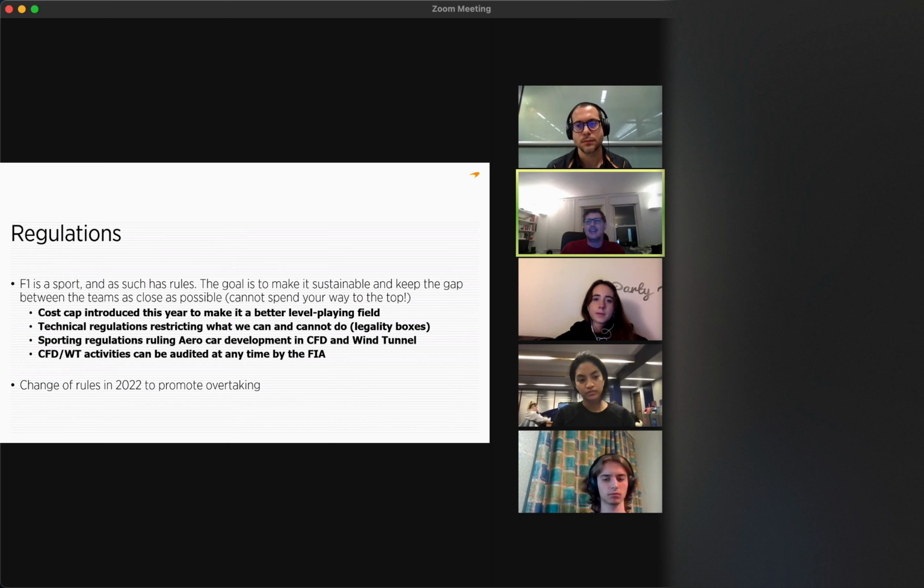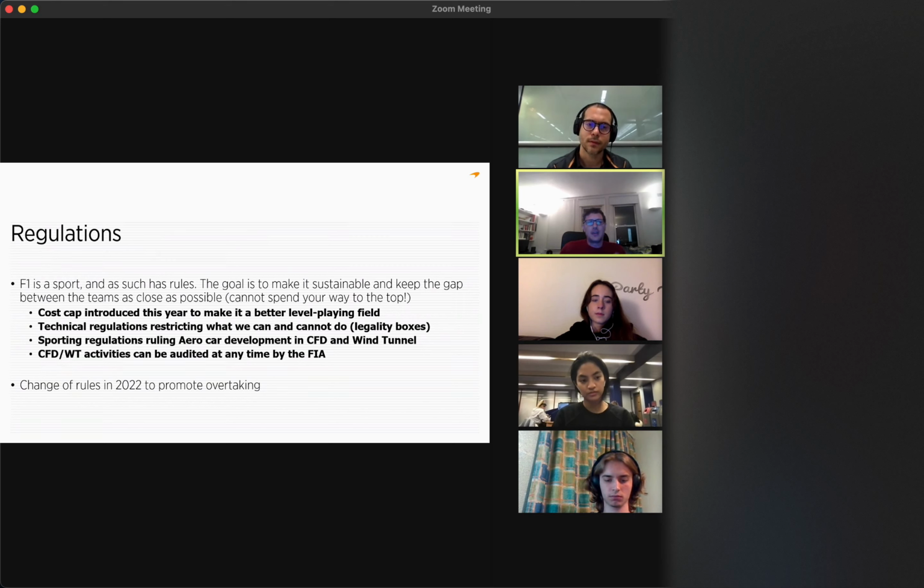So we have what we call legality boxes. These are regions in space that are defined with respect to the 2 wheels and the 2 axles, where we are allowed to put aerodynamic devices like winglets and different devices. This is a very stringent set of rules, and basically we need to try to maximize the performance given the set of rules. So that's the technical regulation.